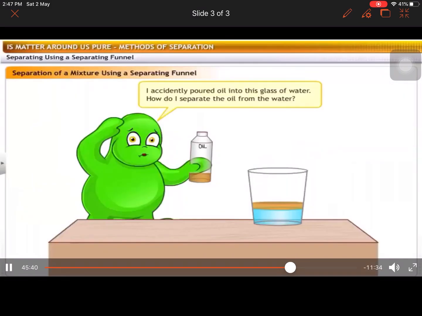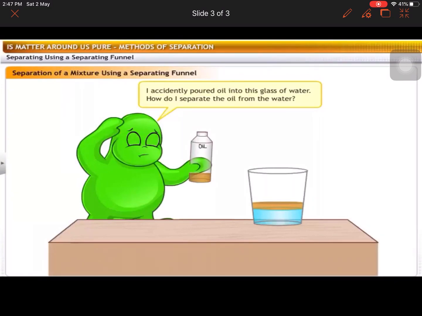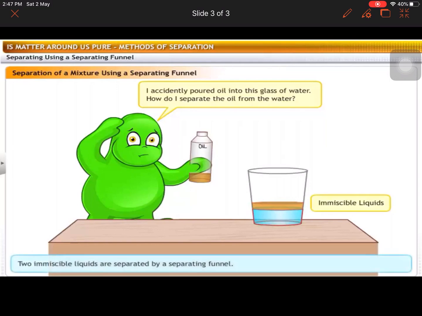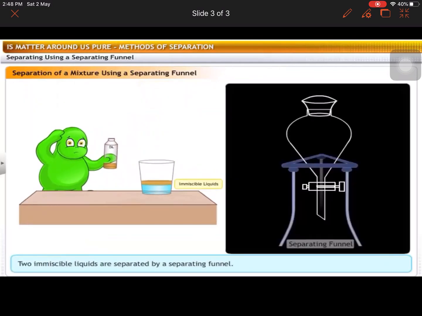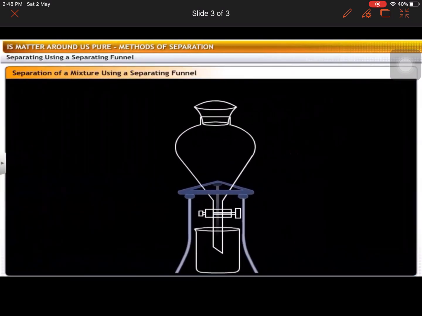I accidentally poured oil into this glass of water. How do I separate the oil from the water? Very interesting. When two liquids do not mix, they form two separate layers and are known as immiscible liquids. These two liquids can be separated by using a separating funnel. It's very easy. A separating funnel is a special type of glass funnel, which has a stopcock in its stem to regulate the flow of liquid. To separate a mixture of oil and water, follow these steps.